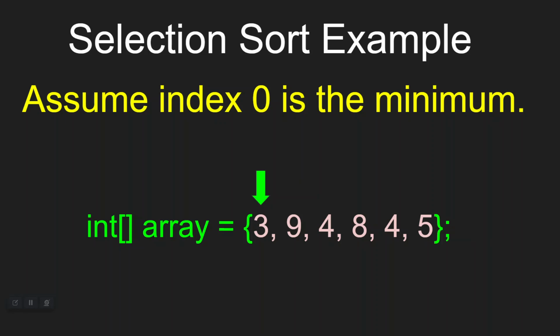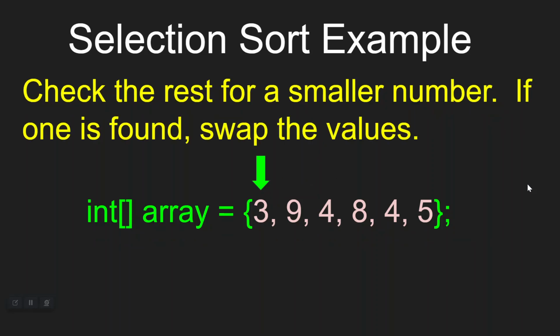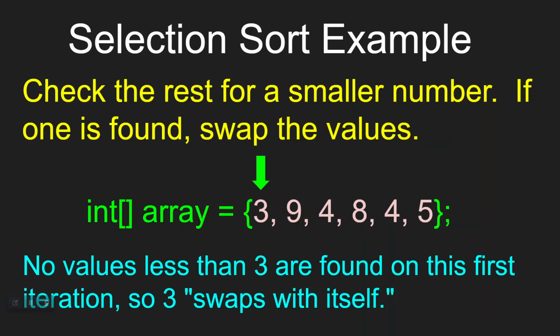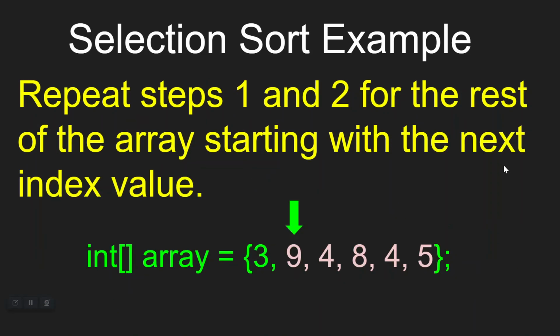So again, the selection sort works like this. We're going to assume that index 0 is the minimum. So right now, we're just going to assume that 3 is the smallest item in this list. Now we need to check the rest of the array for a smaller number, and if one is found, we're going to swap those values. So no values less than 3 are found on the first iteration. So basically what happens is 3 swaps with itself. So no big deal, it just doesn't change position. Now we're going to repeat steps 1 and 2 for the rest of the array, starting with the next index.